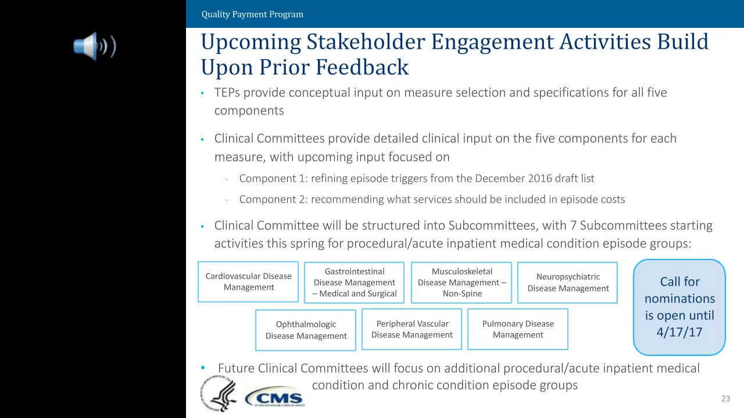So the initial set of subcommittees for which we are currently receiving nominations are the following 7 areas: cardiovascular disease management, gastrointestinal disease management, medical and surgical, musculoskeletal disease management, non-spine, neuropsychiatric disease management, ophthalmologic disease management, peripheral vascular disease management, and finally pulmonary disease management. Next slide, please.